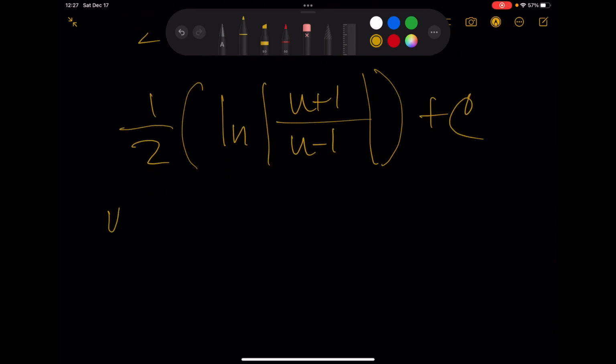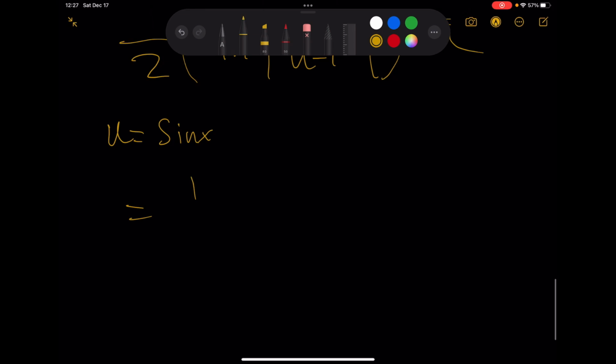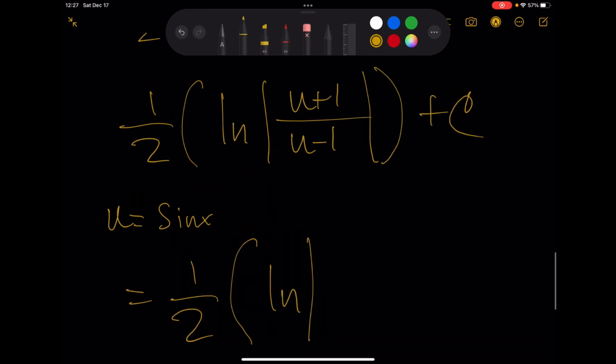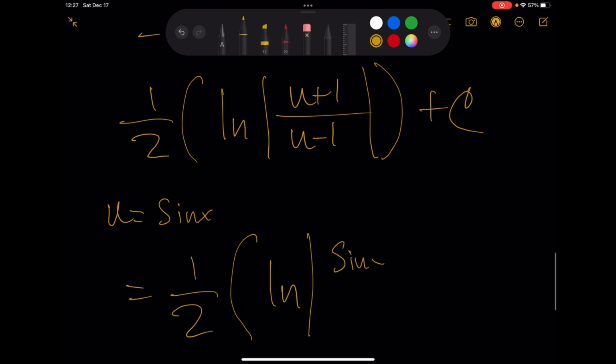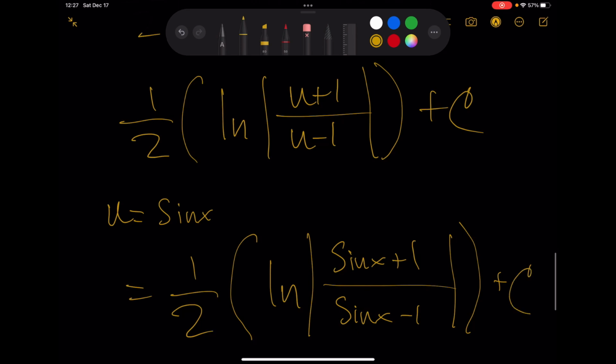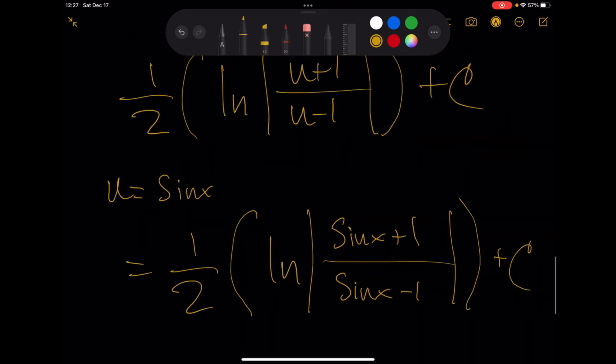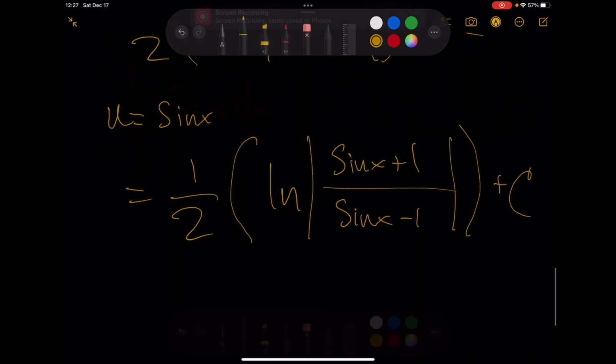Now if we take u, which we had originally equal to sine of x, and substitute that back in for u, we will end up with 1/2 ln absolute value of sine x plus 1 over sine x minus 1, plus c. And that is our first method for solving this.